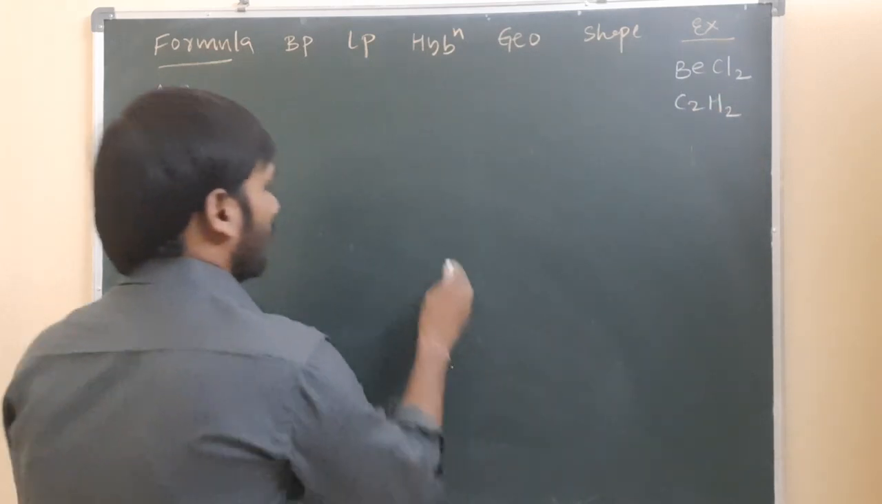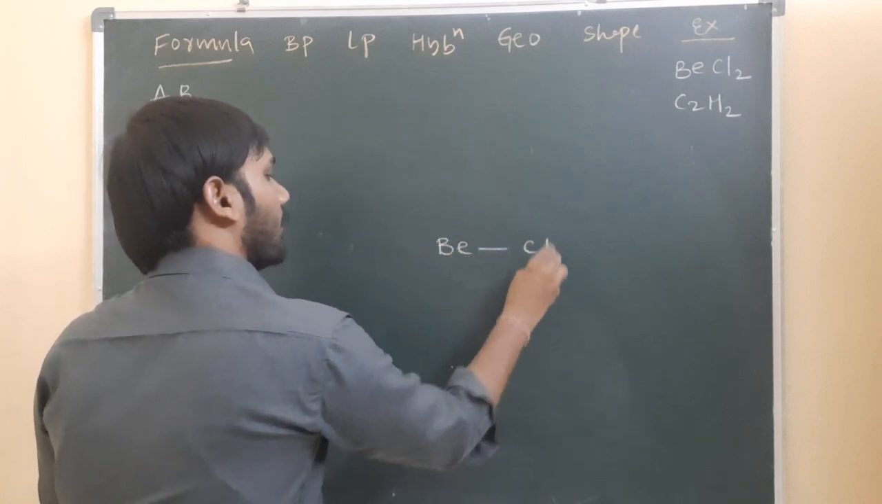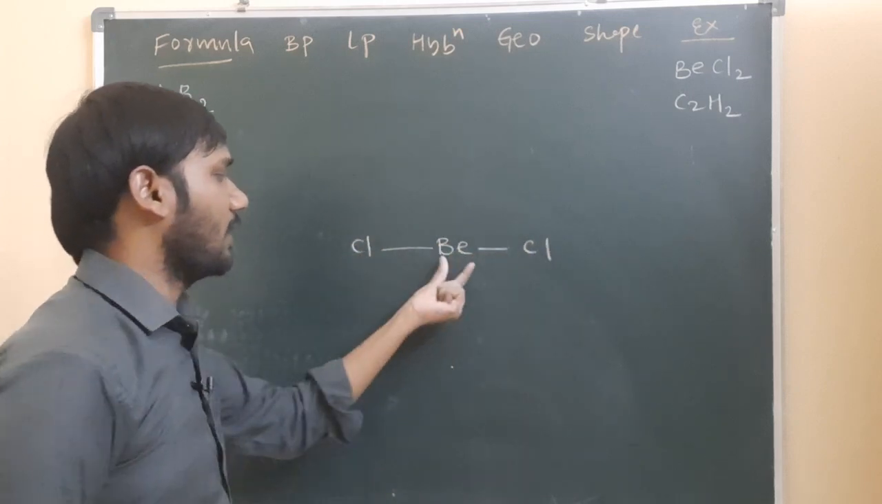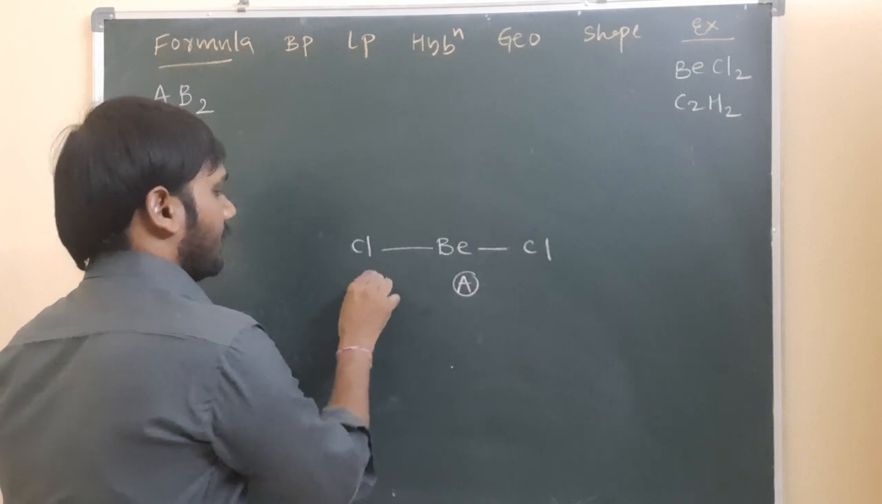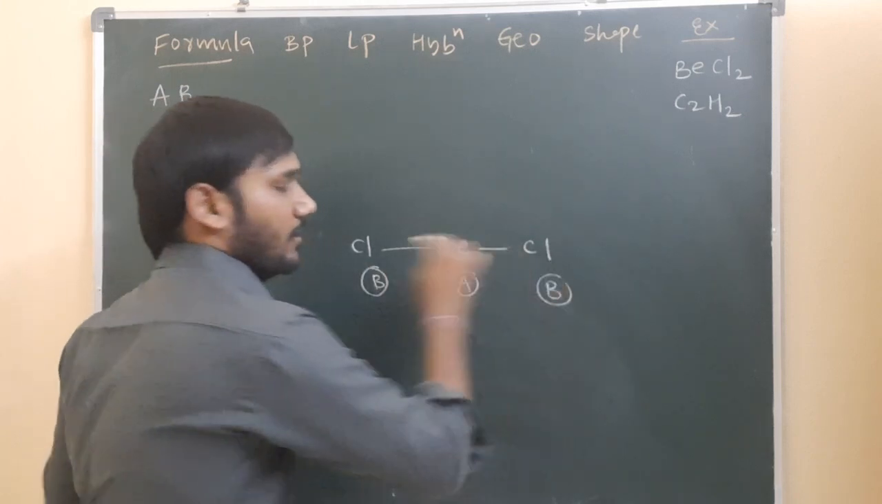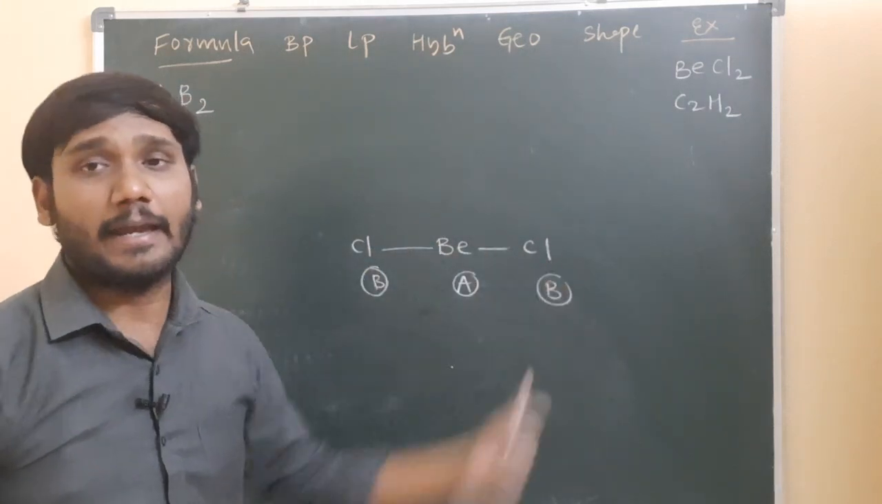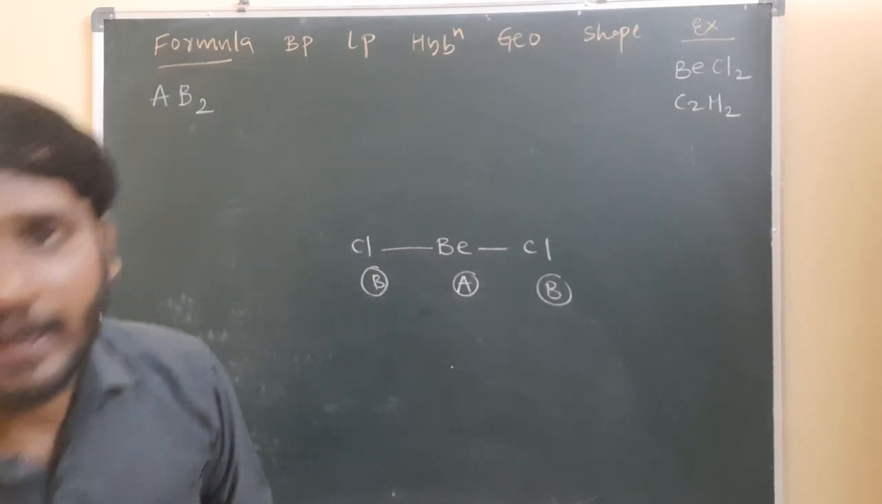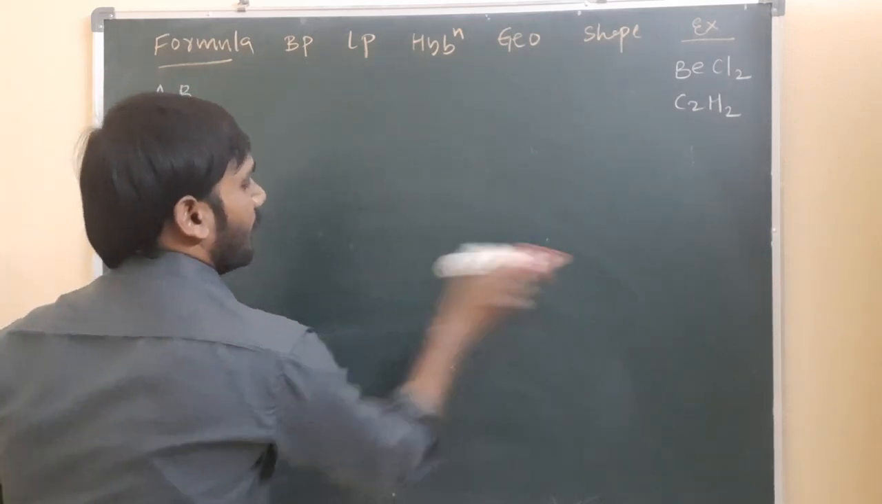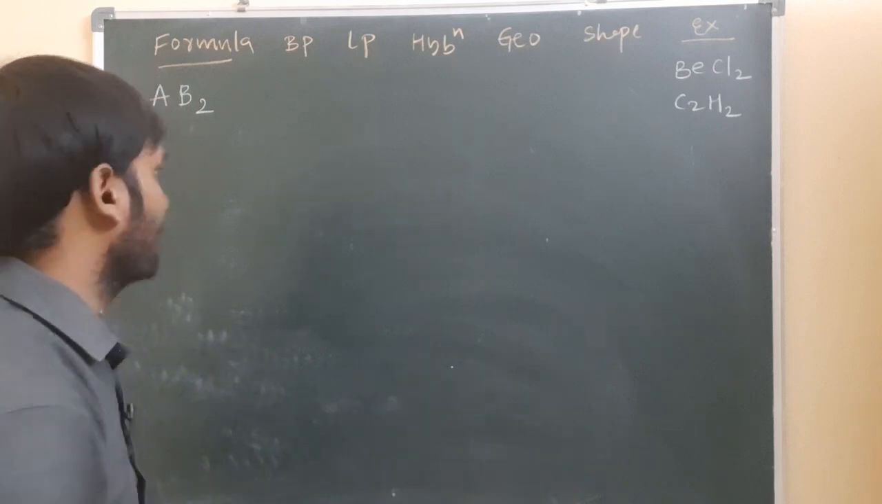For example, BeCl2, if you see, around the beryllium, how many chlorines? 2. So one central atom looks like A, and these are the surrounding atoms, B and B. Clear? It is like an AB2 type of molecule. So for an AB2 type of molecule, what is the geometry? What is the shape? Let us discuss.